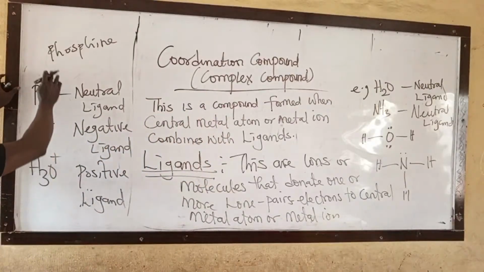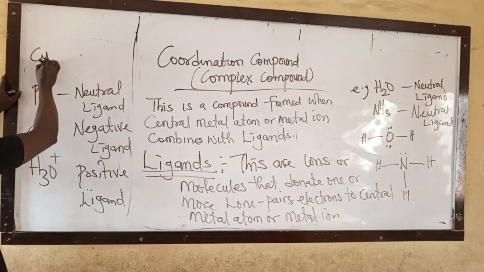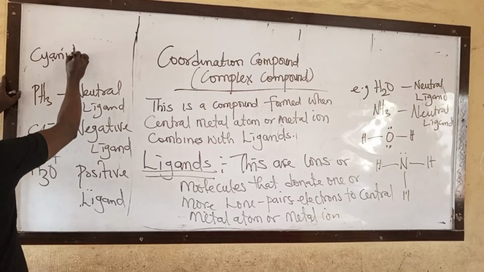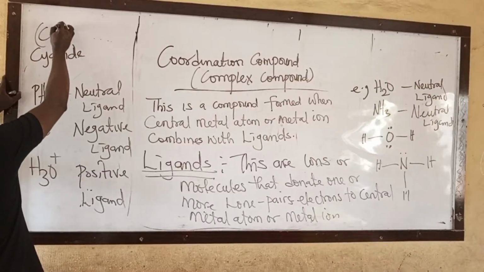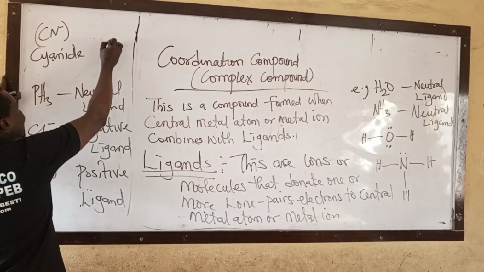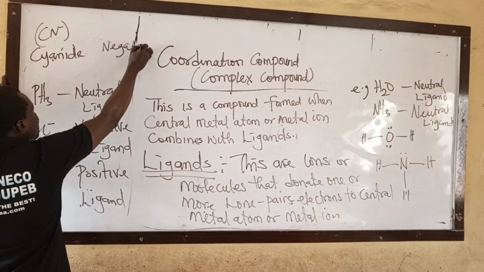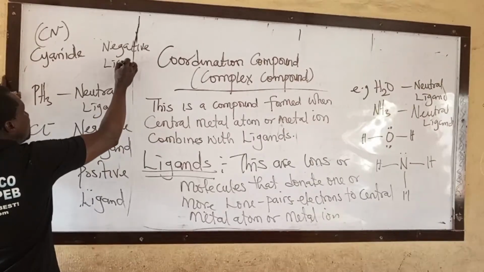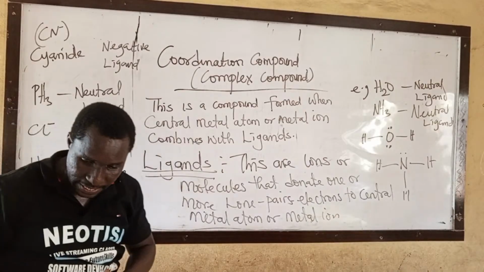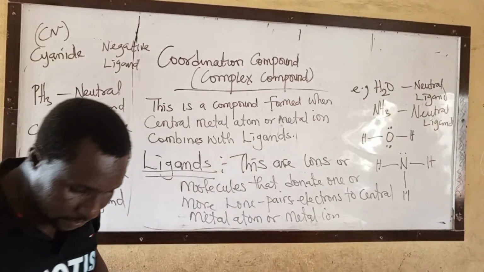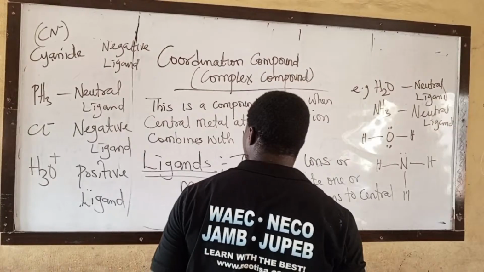Let me have this. You have cyanide. The symbol is CN-. Cyanide is a negative ligand. That one is common. Cyanide, negative ligand.